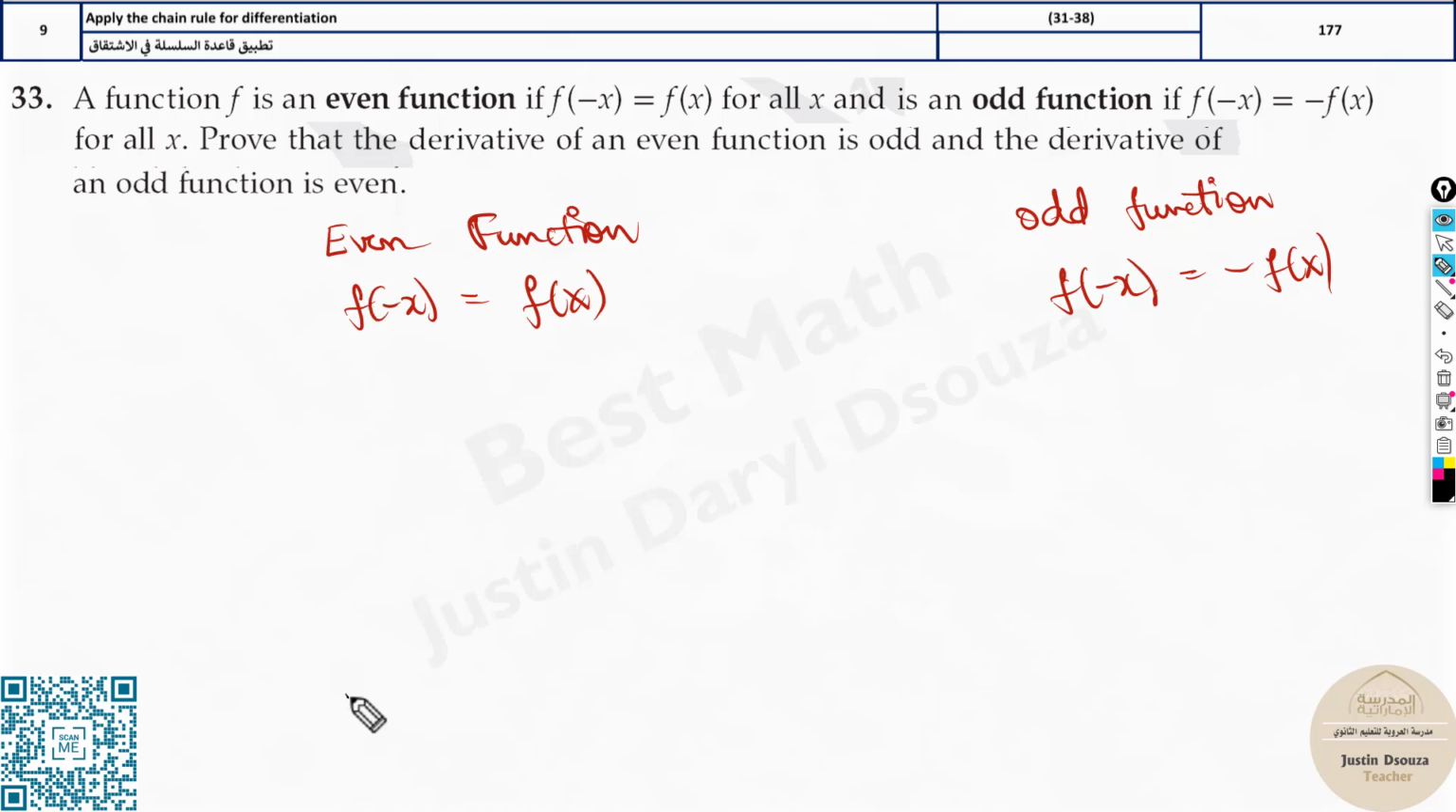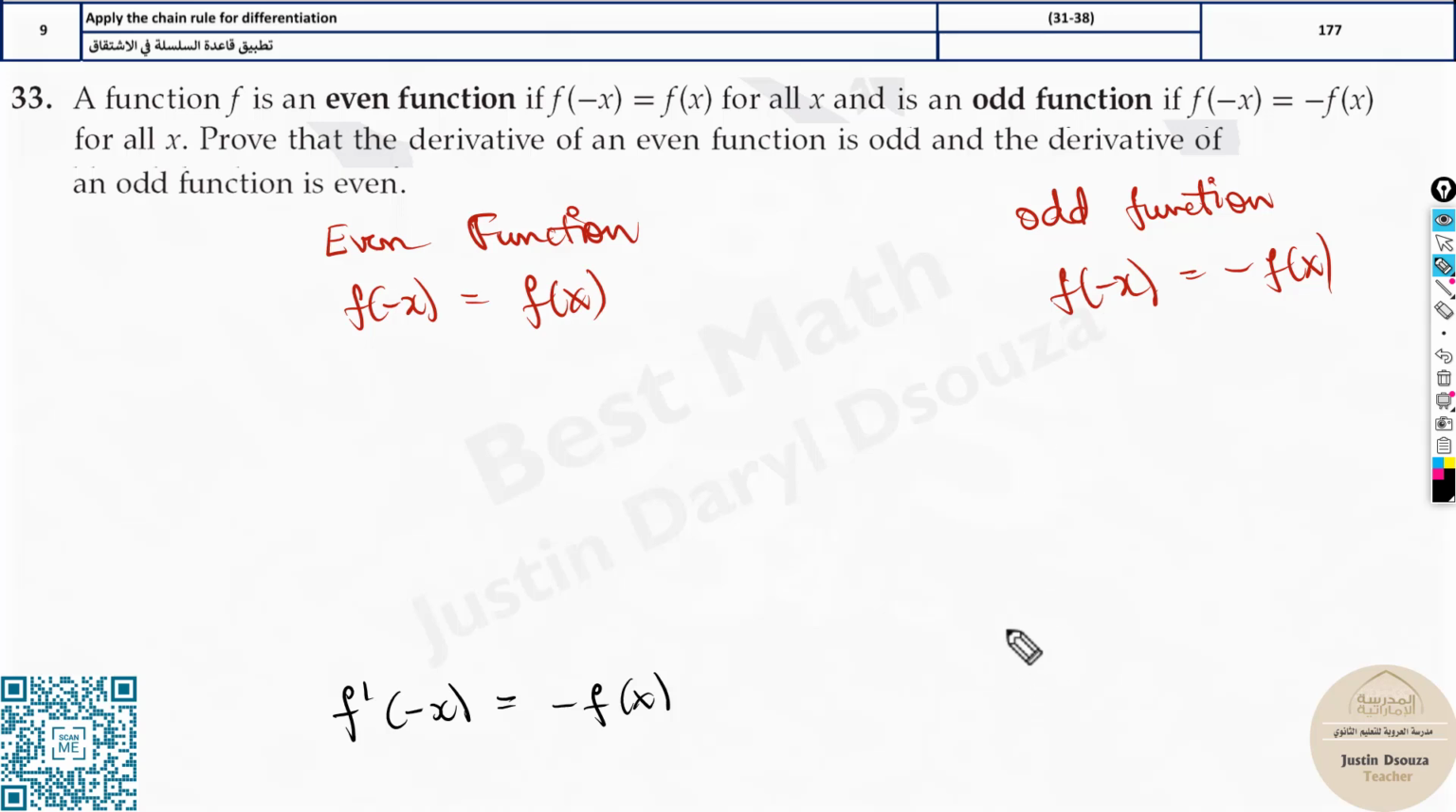If we derive this even function, when we derive it, what must we get? We must get odd. That means an odd function just has a minus sign outside. Right here, we must have minus basically. So this is what they are saying. If we derive the even function, if we derive this f of minus x, we must get minus f of x.